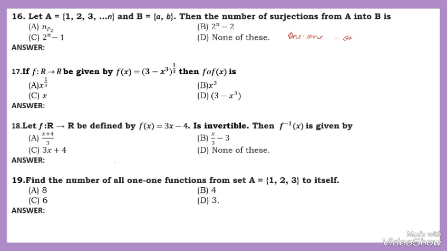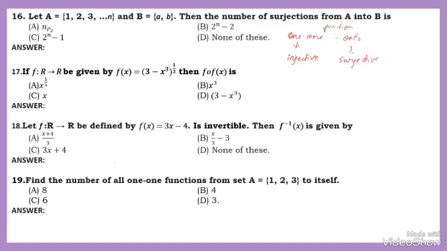Okay, one-one and onto conditions in functions. For the one-one condition we have another word, that is injective function. For the onto condition we say that it is a surjection or surjective function. Here, the number of surjections from A into B.